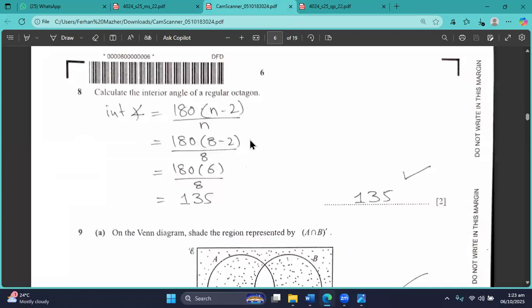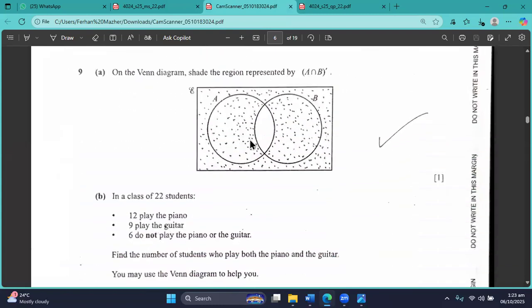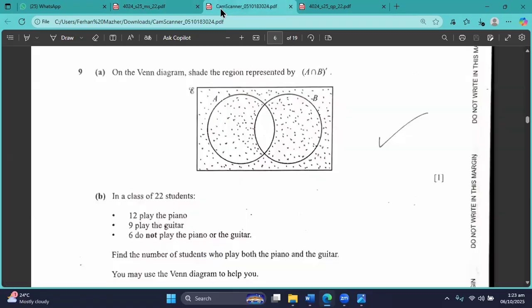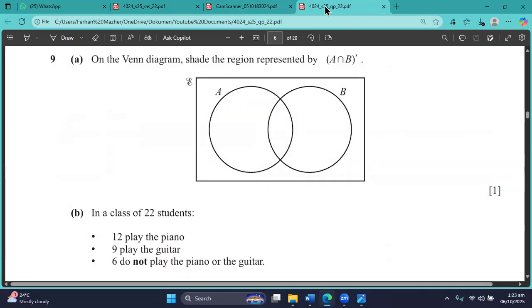I have done this shading. So you can see this common portion that has not been shaded. Complement means other than this, the whole thing has been shaded. I hope you understand this. So this is the answer, sir. This is our answer. Okay.